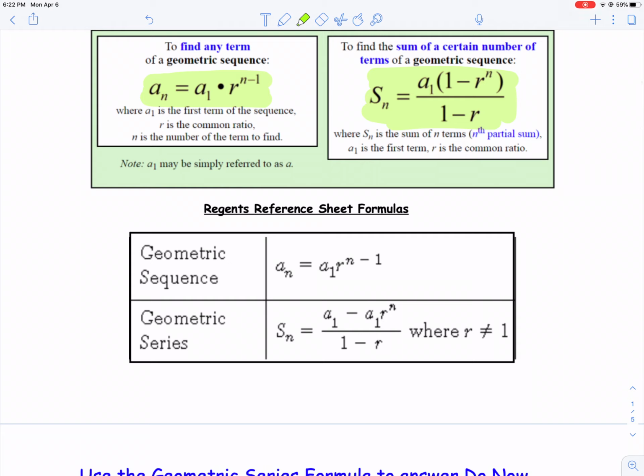So take note. Good news is both the geometric sequence and geometric series formulas are on your Regents reference sheet. So you'll see both of those formulas. If you take note, the one on the reference sheet has a sub 1 because they distributed the a sub 1 times 1 to get a sub 1, and then a sub 1 times r to the n, where n is the number of terms you're looking for, over 1 minus r. R is your ratio. Remember, your common ratio is just what you are multiplying by to get to your next term.